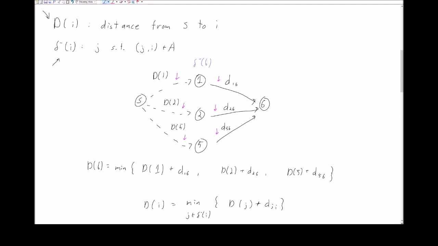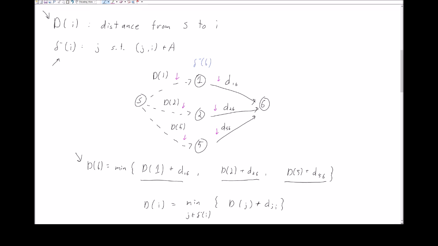To find the shortest path, we take the smallest of these three alternatives. We either go through node 1, we go through node 2, or we go through node 5. Taking the minimum of these is going to find the shortest path from S to 6. And so that's going to give us the value of D6.